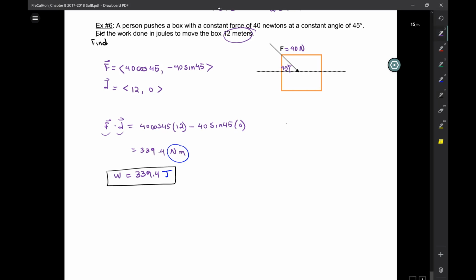Another way, and we're going to do this when we're doing our word problems. So work is force times distance. And what is A dot B? It's AB cosine theta. Magnitude of A, magnitude of B, cosine theta.